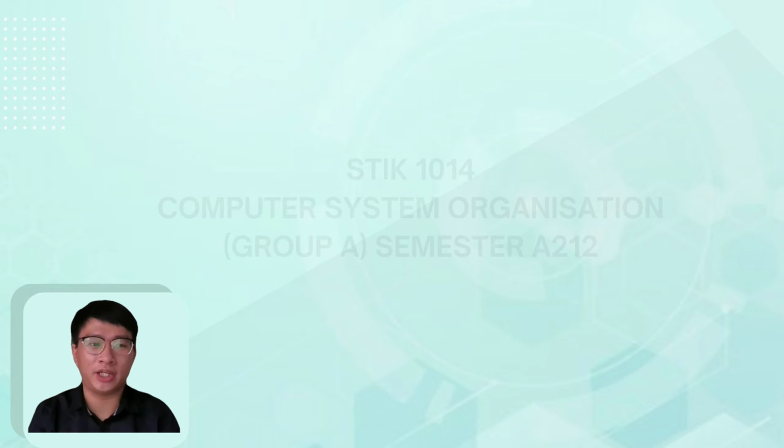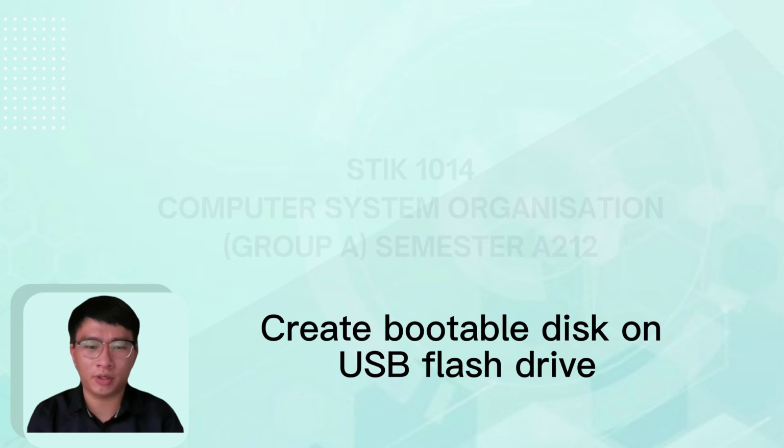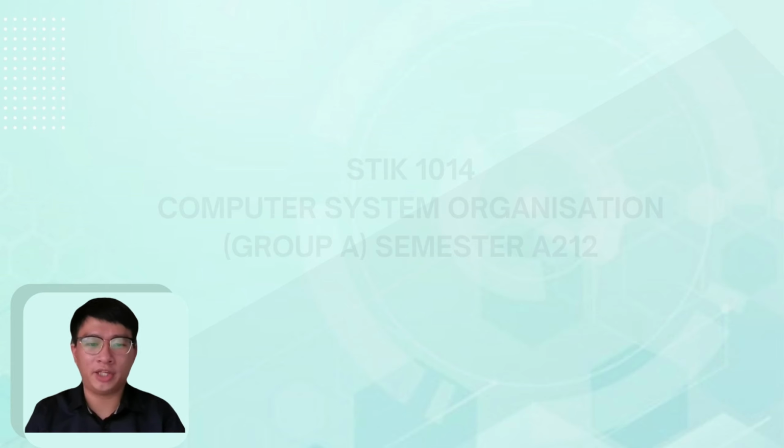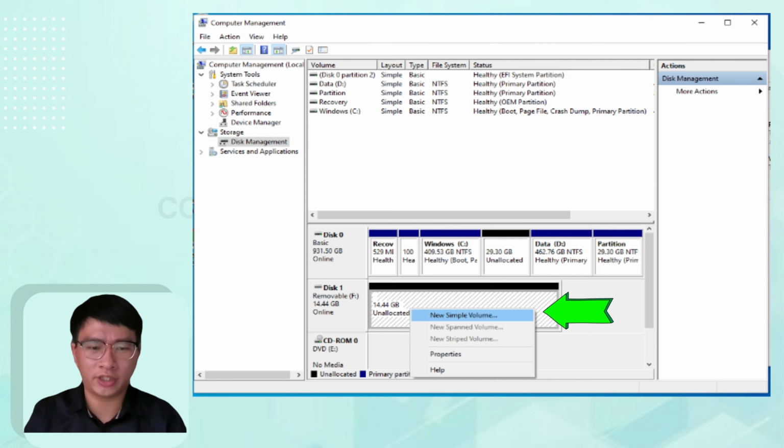Next, I will continue the part which is the task 2 hard disk partition creating. So I will continue the part which is create bootable disk on USB flash drive. First of all, we need to open computer management and click storage, then open disk management, right-click the unallocated partitions and choose new simple volume.